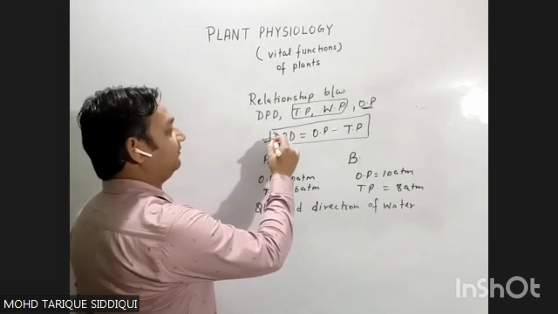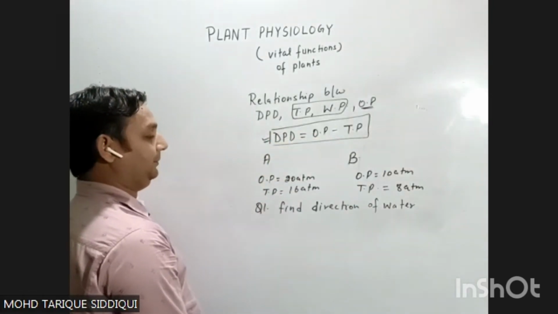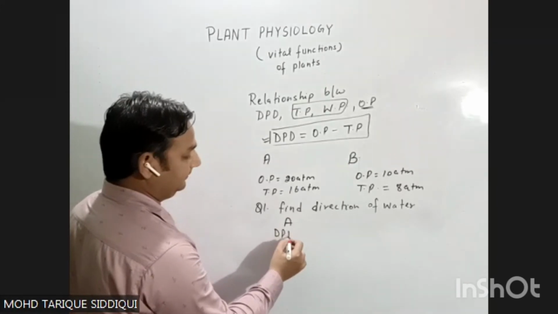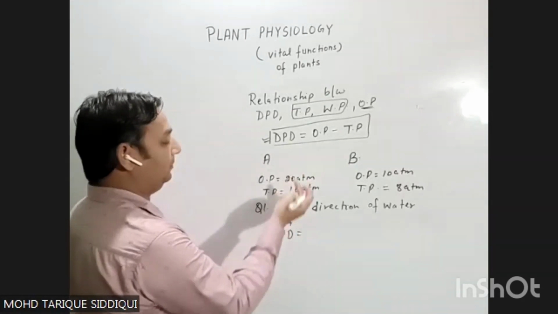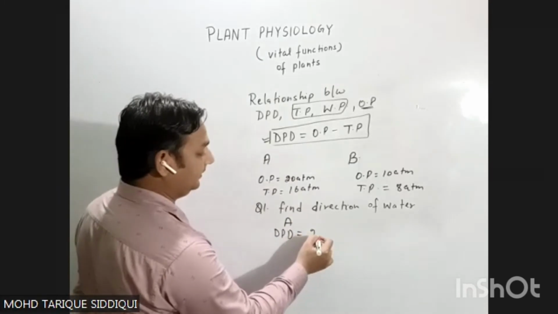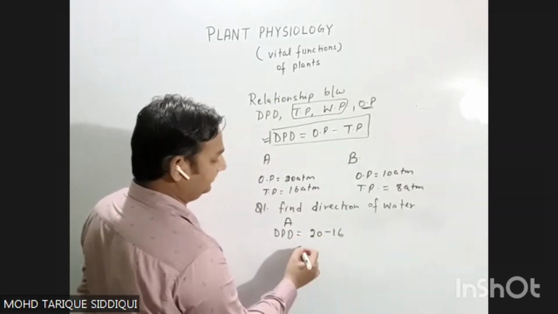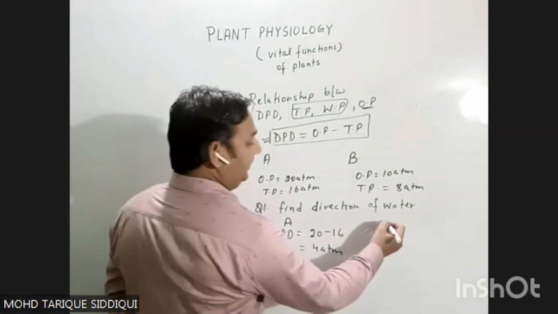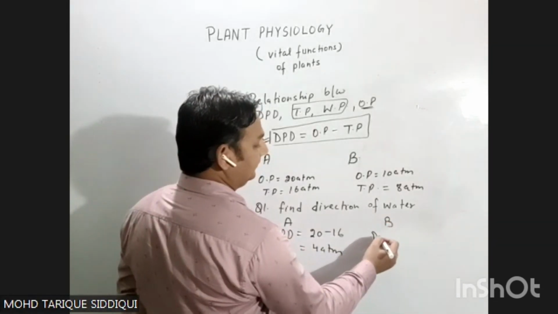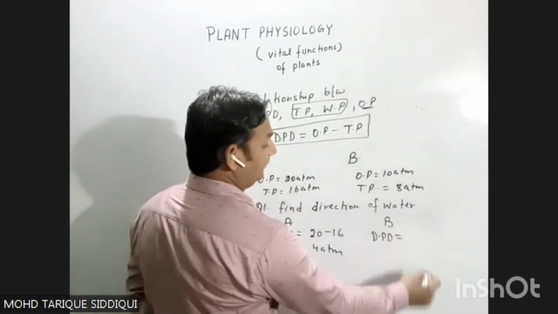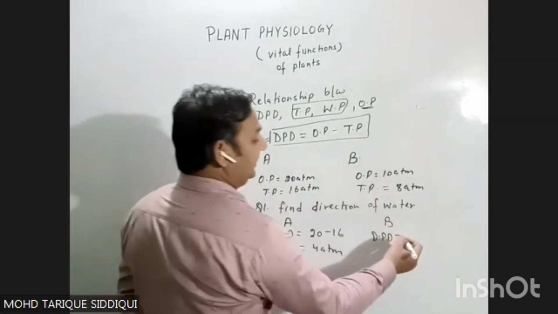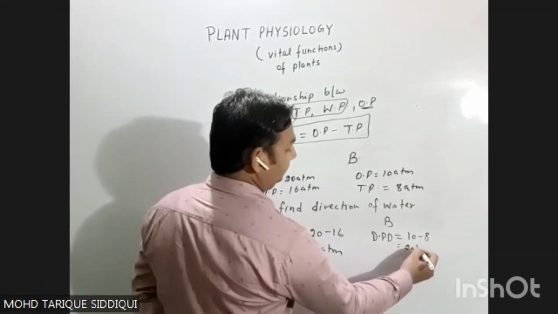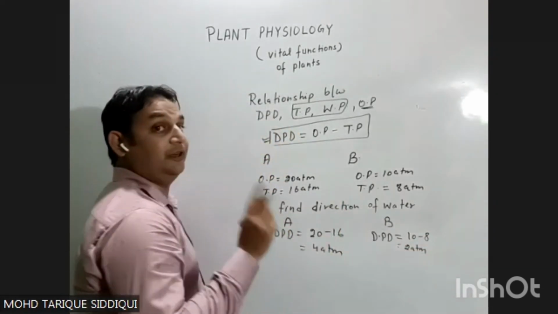Now, the relation we have, DPD is equal to OP minus TP. So for A, DPD will be OP, which is 20, minus 16, that is 4 atmosphere. B is having the DPD of 10 minus 8, that is 2 atmosphere.